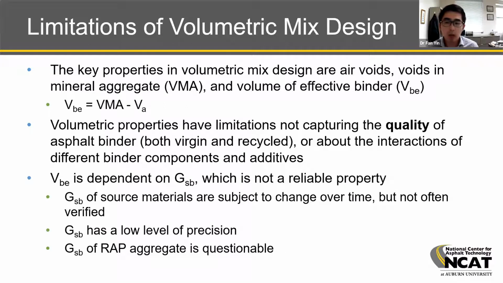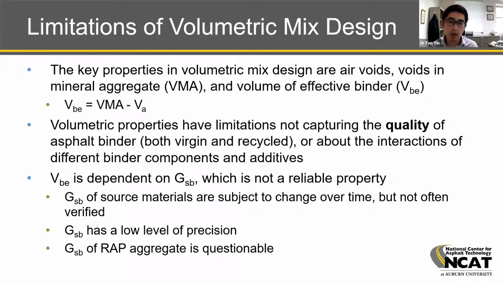The other reason we need to move on from the volumetric mix design is that the VBE and VMA calculations are highly dependent on the Gsb number, which is the bulk specific gravity of the aggregate, which unfortunately is really not a reliable property. We know the Gsb of our aggregates is subject to change over time, but at least in the US, many states do not verify those numbers on a regular basis. So we can have a number used for mix design that may not be representative of the material that we produce in the field.